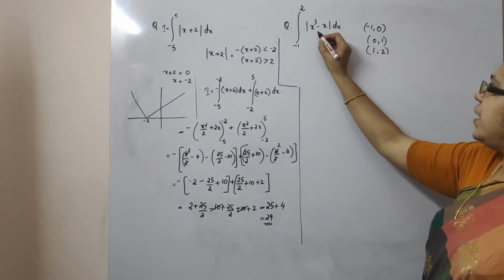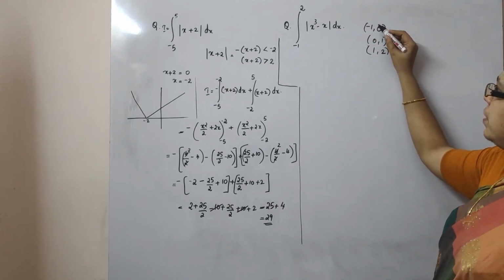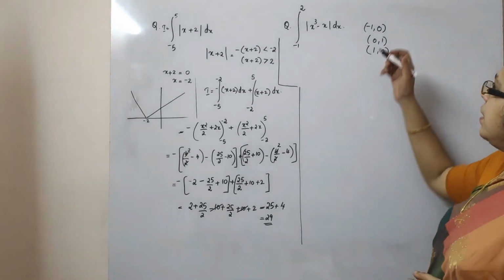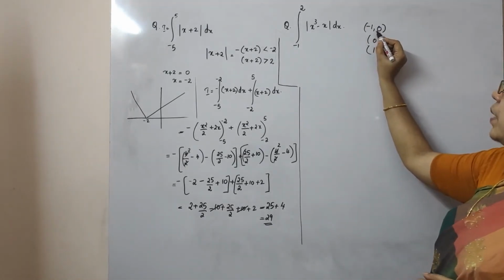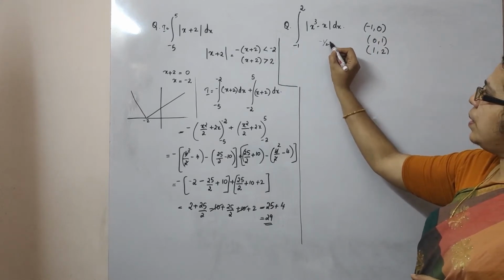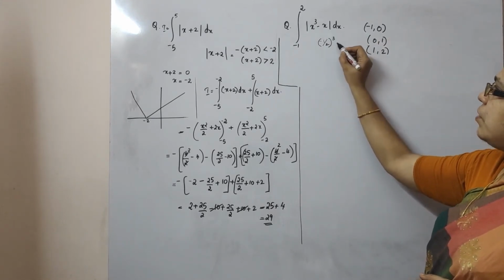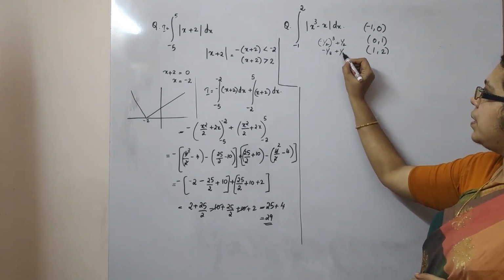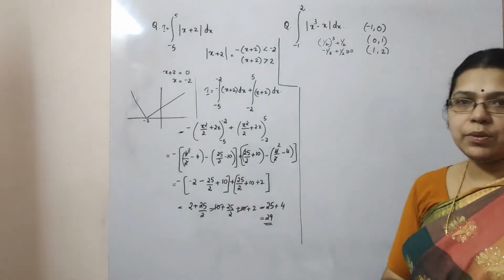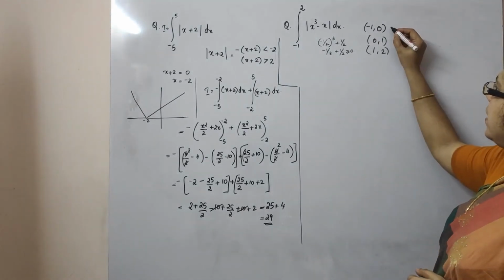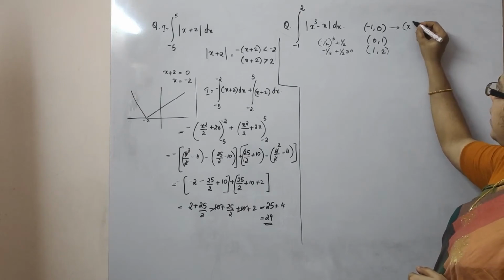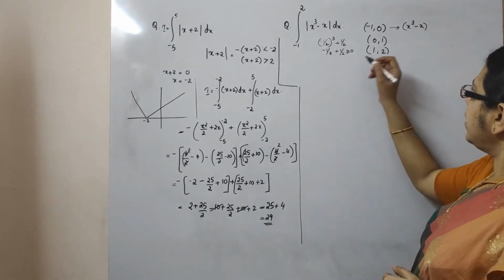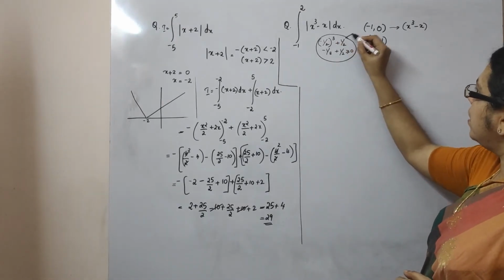Now, what is the value of this function for the values lying inside this interval? See, if I take negative 1 by 2, negative 1 by 2 the cube minus minus plus 1 by 2, that is negative 1 by 8 plus 1 by 2. This value is greater than 0, isn't it? So, I can say that in this interval the value inside the modulus is positive. So, this is for this one.